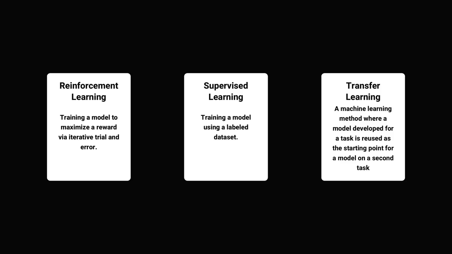Transfer learning. The process of using knowledge or features learned by a machine learning model on one task to improve the performance of a model on a related task. This can save time and resources, as well as improve the accuracy of the new model.